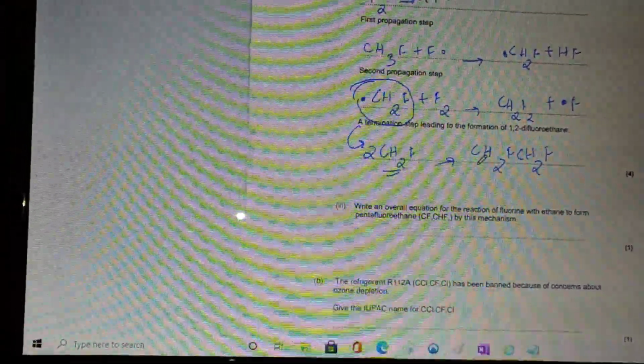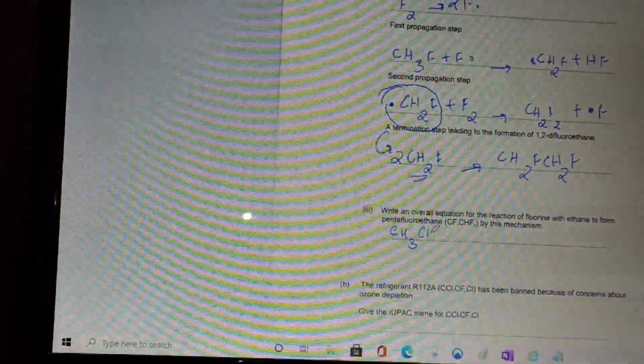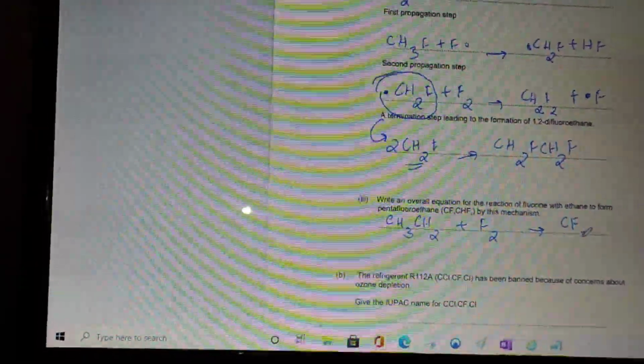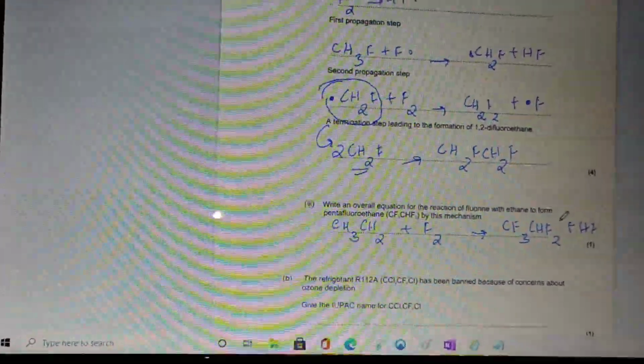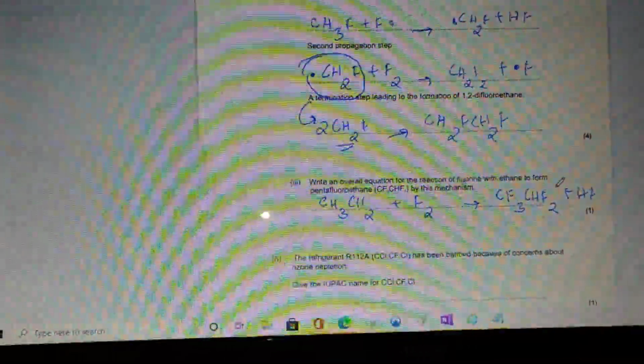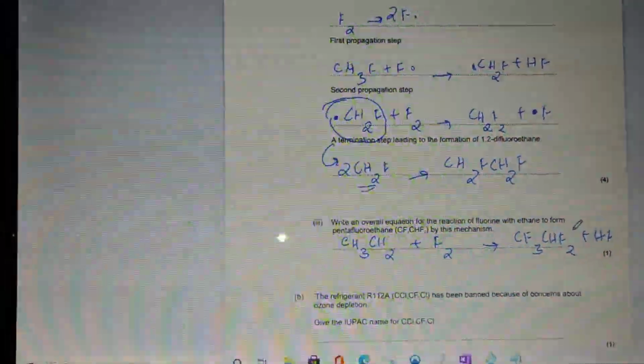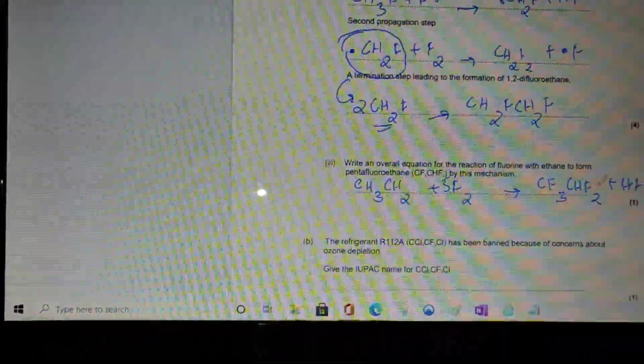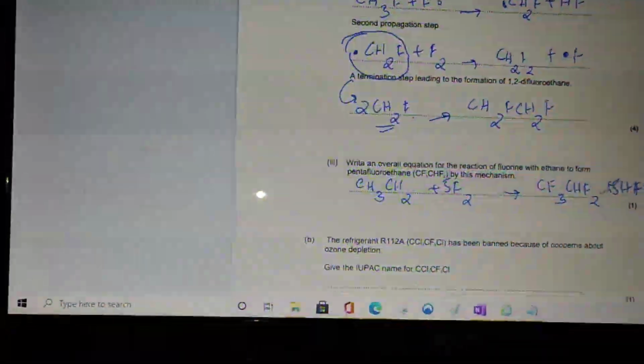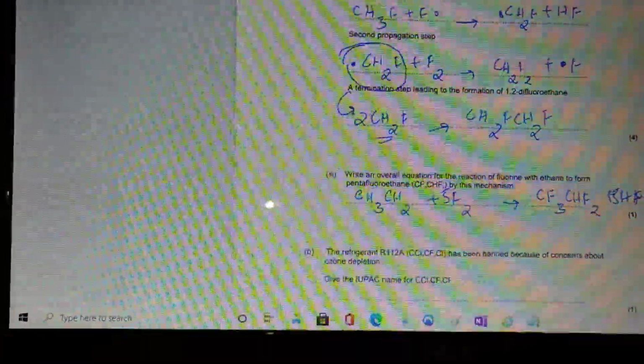Now it says write the overall equation for the reaction of fluorine with ethene to form pentachloroethane. Again, very simple reaction. CH3CH3 with the reaction of our fluorine should give us the CH3CH2F plus our HF, respectively. As you can see in this case, they've balanced it. You have to normally see the balanced equation part as well.